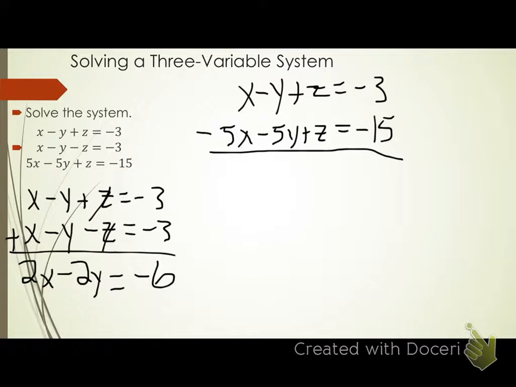X minus 5x, -4x. -y minus -5y, positive 4y. Z's are eliminated. Everyone see that? Any confusion there? -3 minus -15, 12. Questions there? Okay, I've got two equations and two variables now, correct? Now let's solve them.